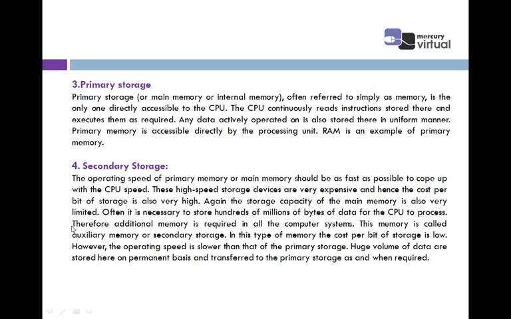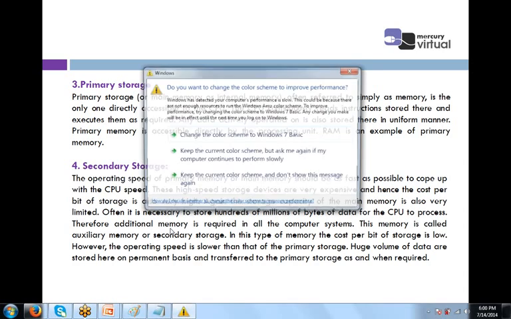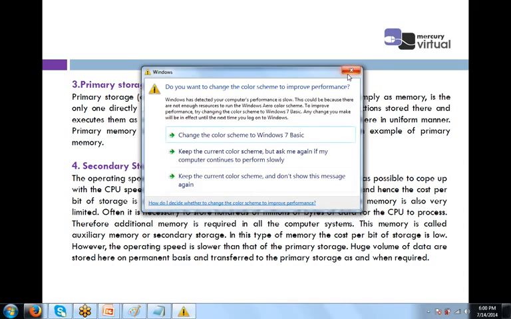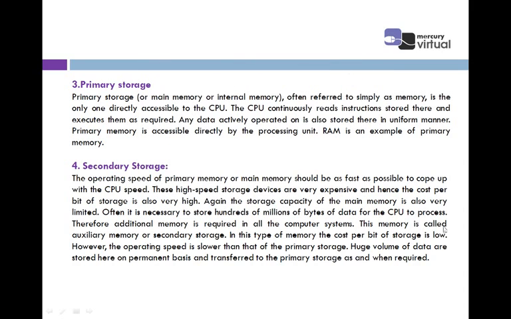This is the main line. Why is additional memory required? Because the CPU performs all the calculations, and there is some limitation in the RAM, so there is a need for additional memory. This memory is known as auxiliary memory or the secondary storage. In this type of memory, the cost per bit of storage is low. However, the operating speed is slower than that of the primary memory.